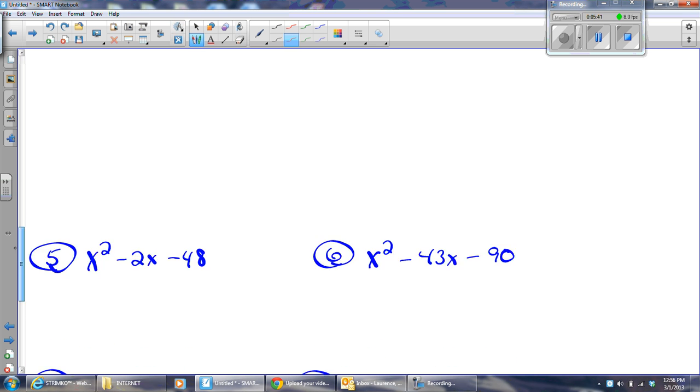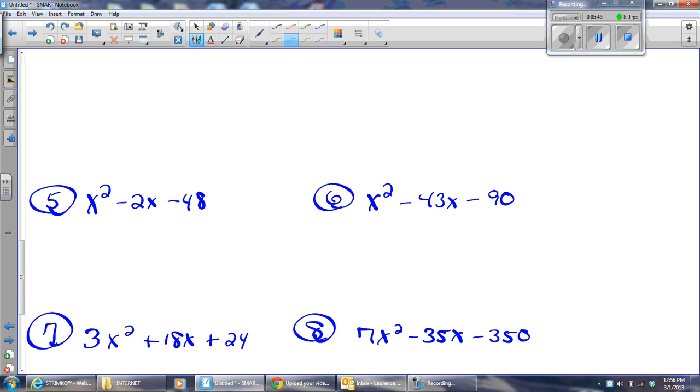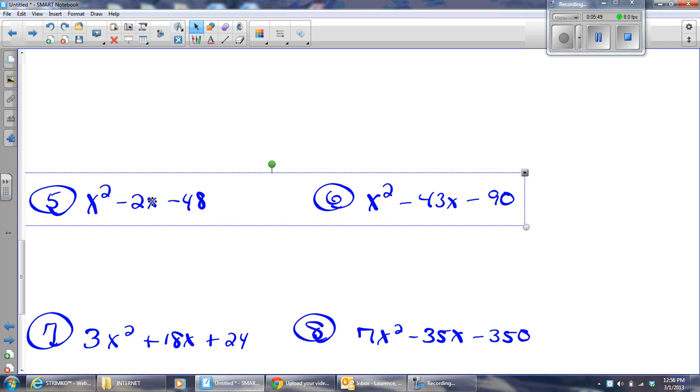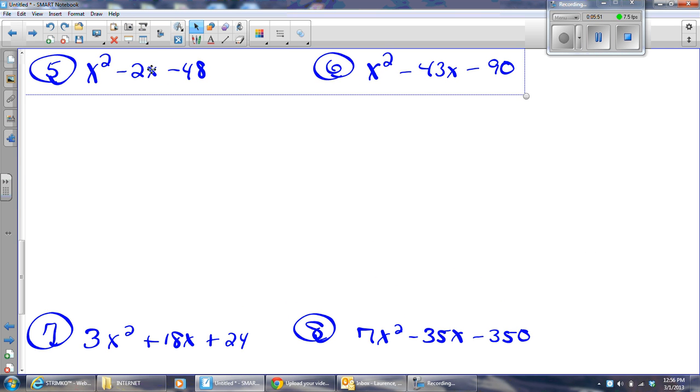Okay, let's see here. Oops, I didn't give myself a whole lot of room there. Let's see if I can move these up. Let me Control G and group them, and I love my smartboard technology. There we go. Now I got a little bit of room to do some work.